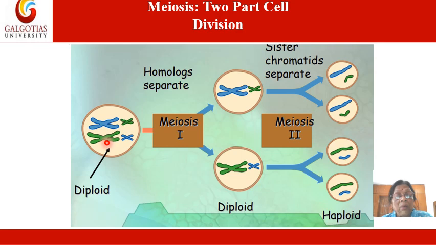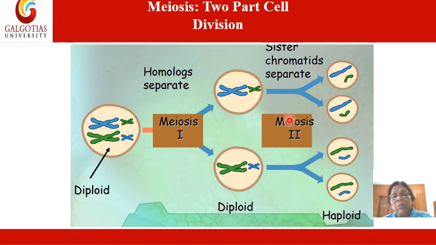I think I have explained earlier, let us come to human beings. There are 22 pairs of autosomes and one pair of sex chromosomes. So a pair means both the chromosomes are homologous. So the homologous chromosomes separate, this and this. So still they have the diploid number.